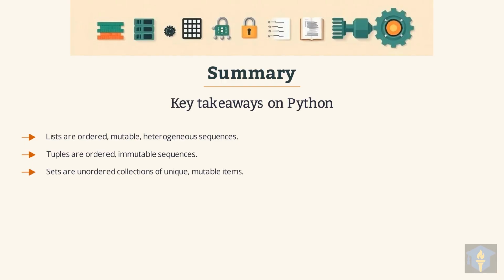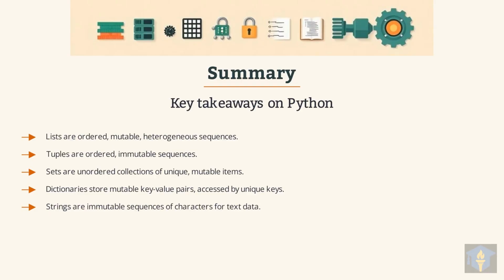Sets are unordered collections, useful for storing unique items, and they are mutable, allowing additions and removals. Dictionaries store data as mutable key-value pairs, providing efficient retrieval using their unique keys. Strings are immutable sequences of characters, specifically designed for handling and manipulating text data effectively. Ultimately, selecting the appropriate data structure significantly enhances your code's efficiency, readability, and overall clarity.